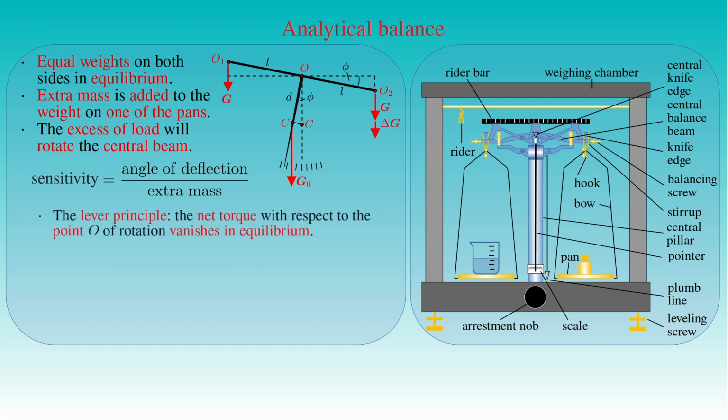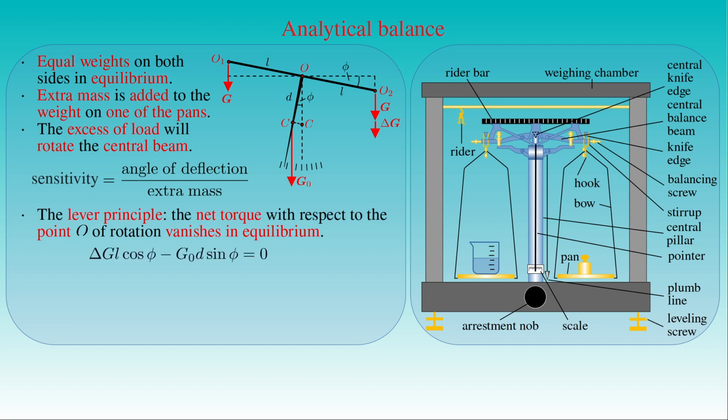Since the lever principle tells us that the torques produced for both the arms are balanced for any angle phi in equilibrium, the vector sum of the torques must vanish. The figure shows that the torque produced by the extra weight delta G with respect to the point O is given by the magnitude of delta G times the length L of the lever arm times cosine phi. Similarly, the torque produced by the weight G0 acting at the center of mass C with respect to the point O is equal to minus the magnitude of G0 times the distance d times sine phi. Then the balance equation tells us that the sum of these two expressions is equal to 0, and we can express tangent phi from this equation as the ratio of delta G times L to G0 times d.